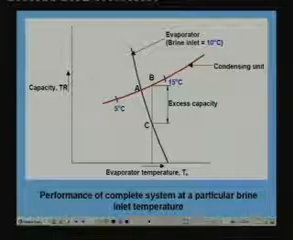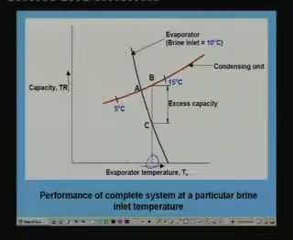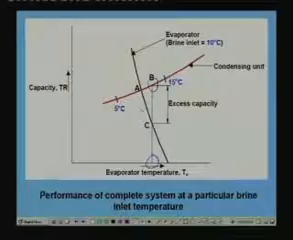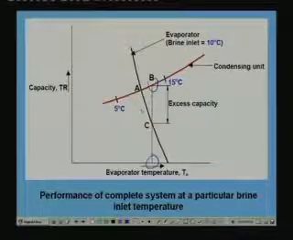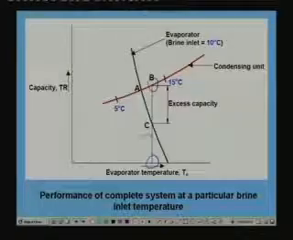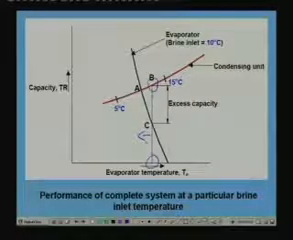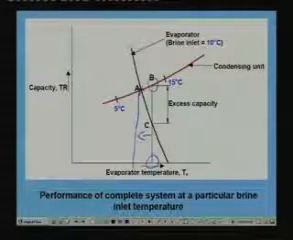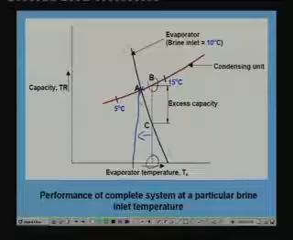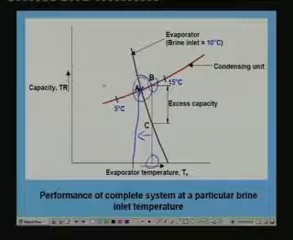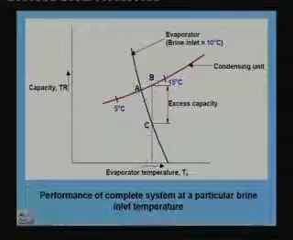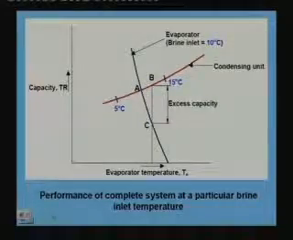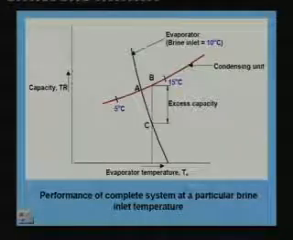To start with, it is at this point, because of the excess capacity condenser temperature reduces. Once the condenser temperature reduces, evaporator temperature also reduces. So, the point moves in this direction. And when it reaches this point, both the capacities are matched and the system reaches a steady state. So, this kind of very useful information can be obtained by this performance characteristics curve for the complete system.